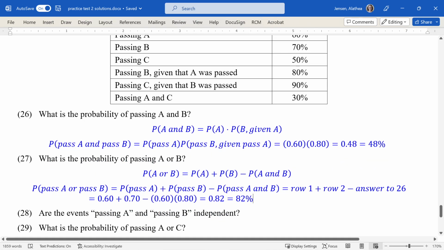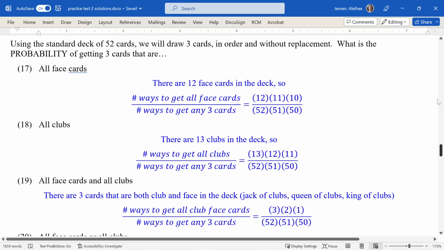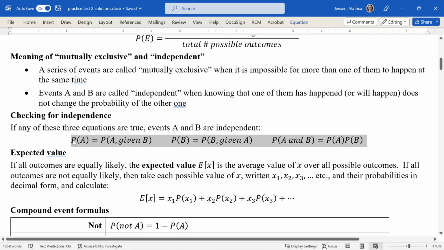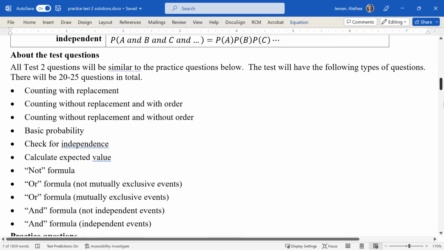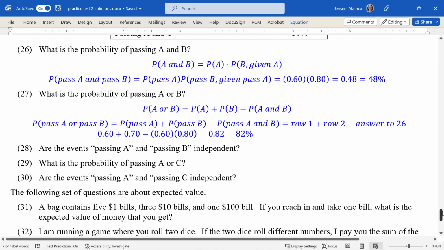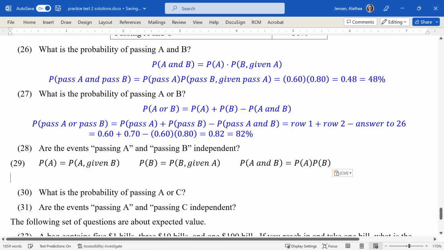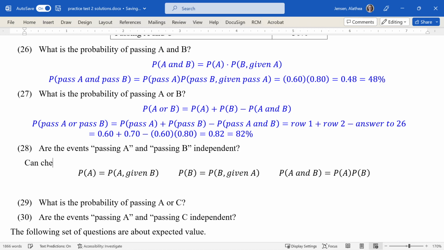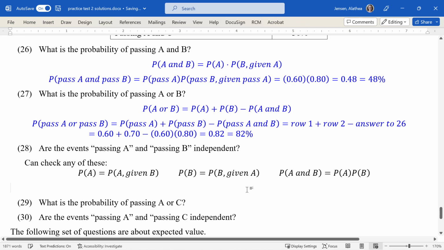Okay, number 28, are the events passing A and passing B independent? So just to remind you guys, we have 3 equations we can check for independence, and I think I'll probably do all of them if possible to give you guys a little more practice. Okay, so these are the 3 ways that we can check. We can check any of these.